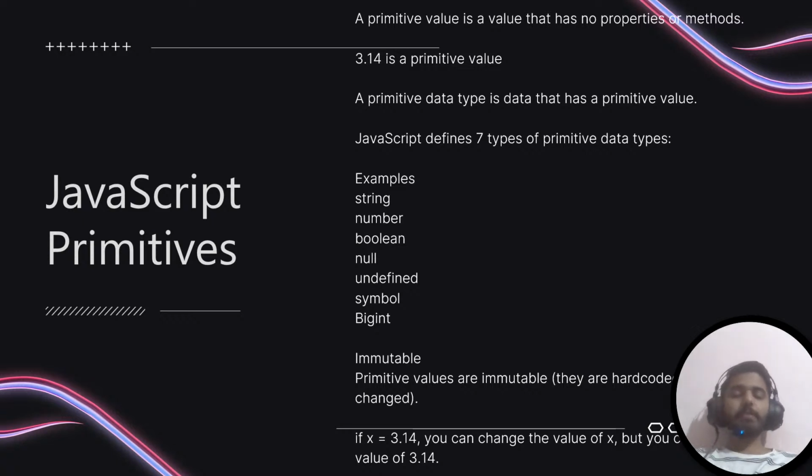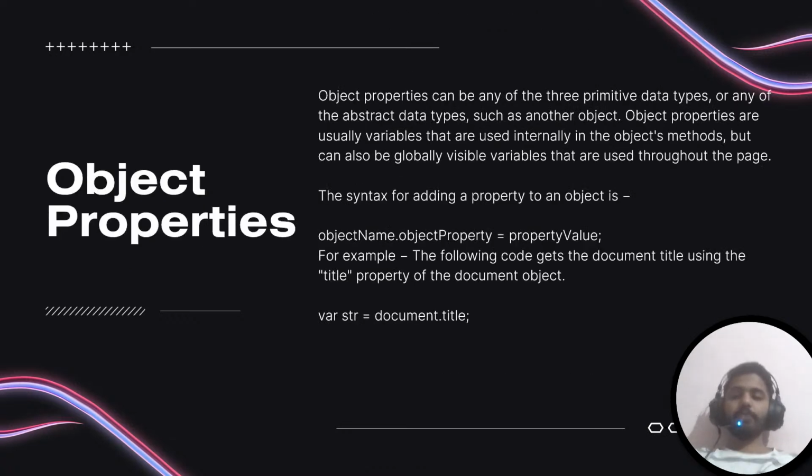So what are JavaScript primitives? The primitives are nothing but your value types, correct? Which are immutable. So we talked about that. So we were talking about object properties, correct? So let's move with this one more time.